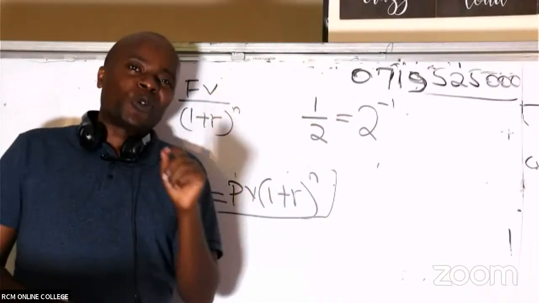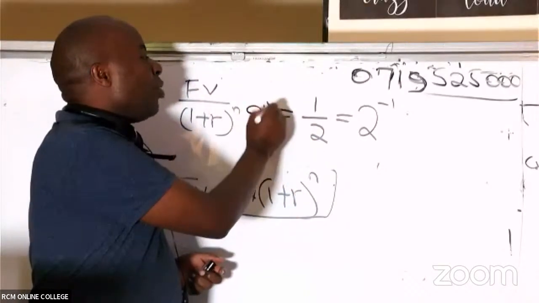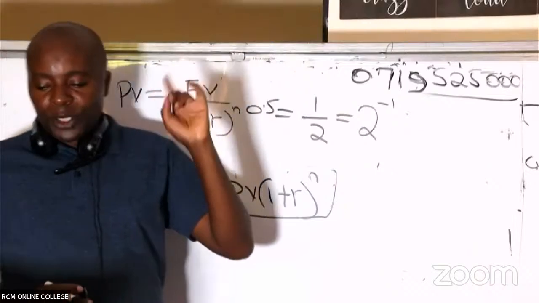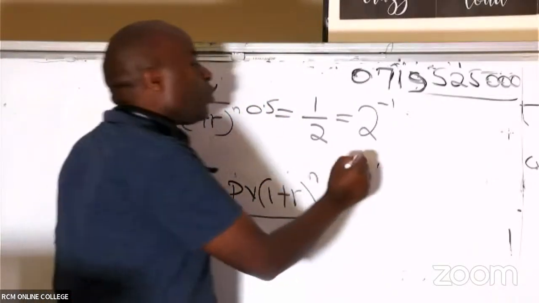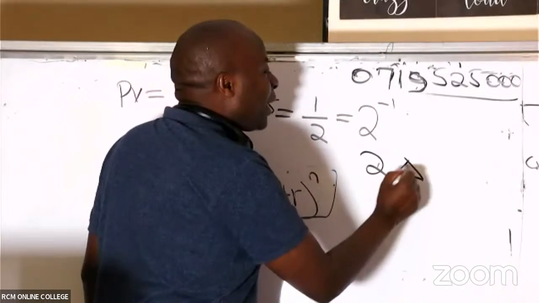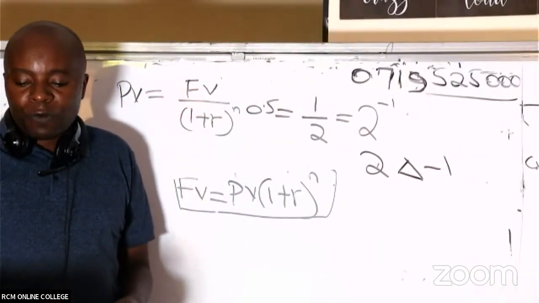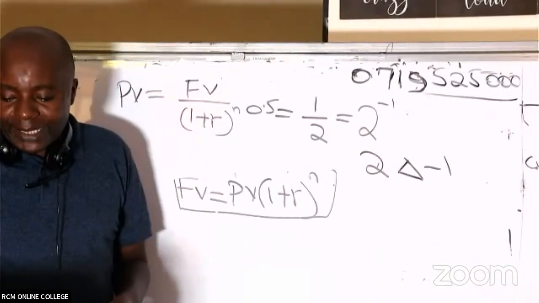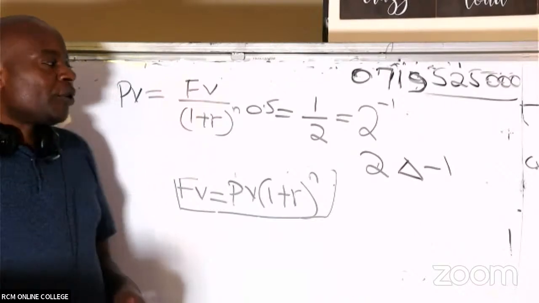Can somebody use your calculators? I know 1 divided by 2 is the same as 0.5. But how about 2 raised to minus 1? I would want to see every student trying. Simply go there and say 2 raised to minus 1, and confirm whether we are getting this 0.5. 0.5, thank you very much.